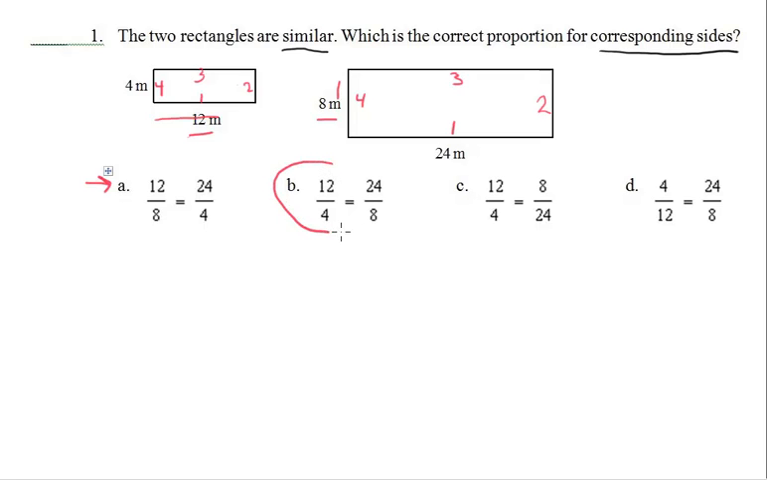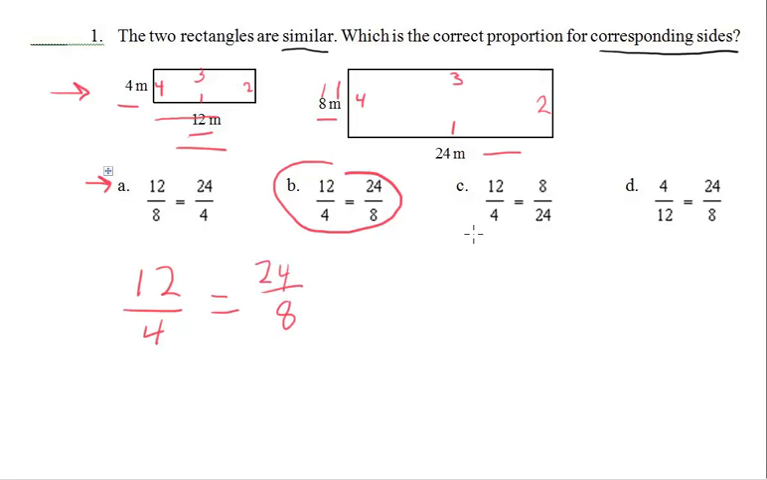This says 12 is to 4. So 12 is to 4, right? So the long side of this triangle or rectangle and the short side equals, and this says 24 to 8, the long side and the short side. Well, that one makes sense. So that could be it. Definitely. Let's see this one.